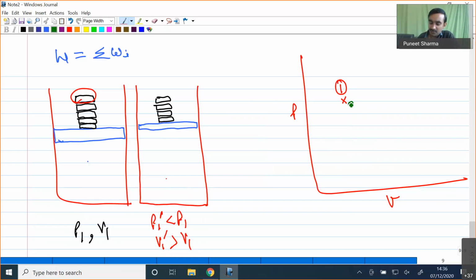I have represented it with the help of a circle having slightly lower pressure and higher volume. Similarly, if I remove another weight, I'll find another state, another weight, another state. Like that, I'll get a number of states until I have removed all the weights. And finally, I'll have my final thermodynamic state as nothing but state number 2.